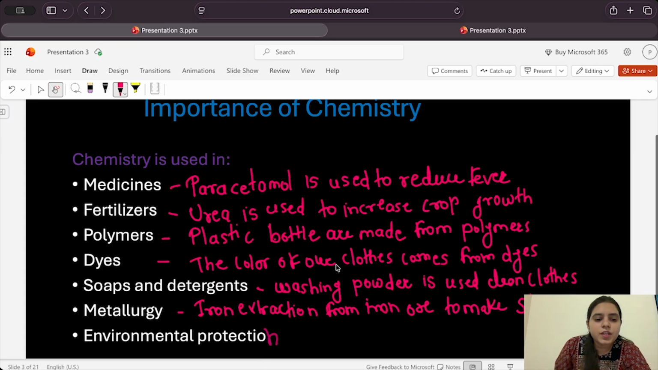Next is environmental protection. So, our water comes clean in our home from polluted water. Water treatment plants purify polluted water before it is supplied to our homes.